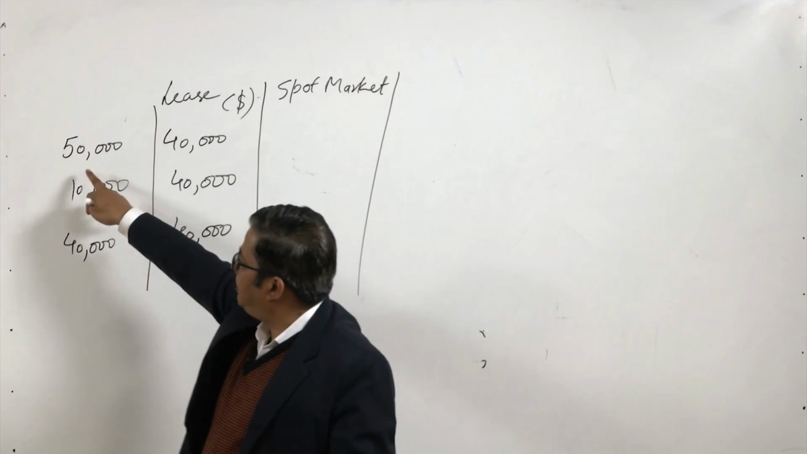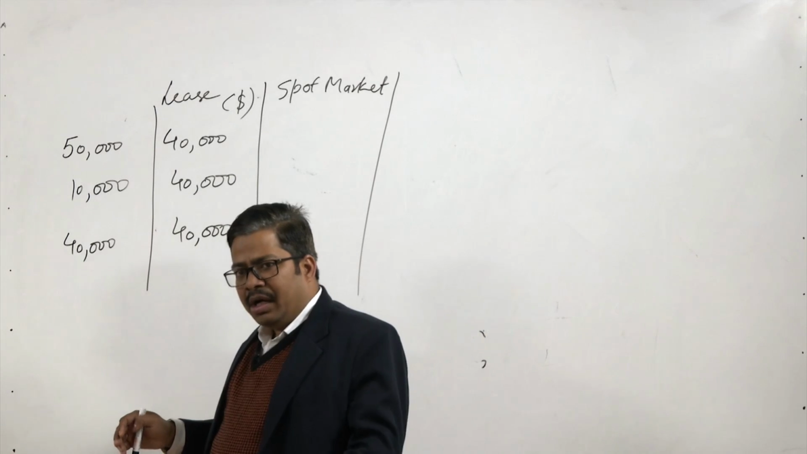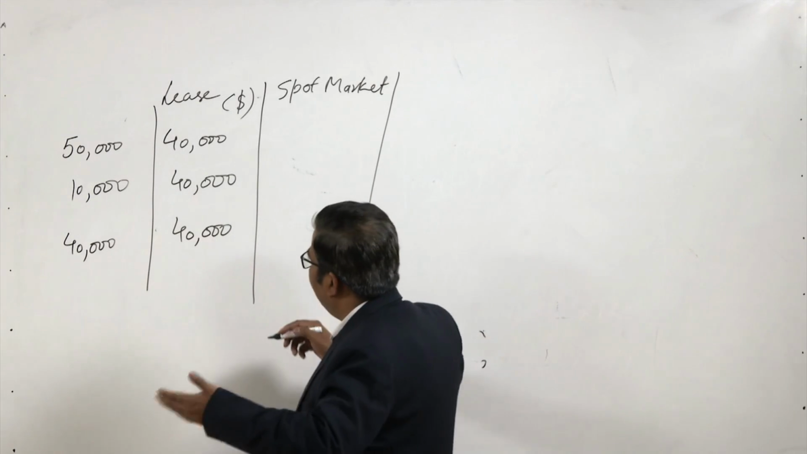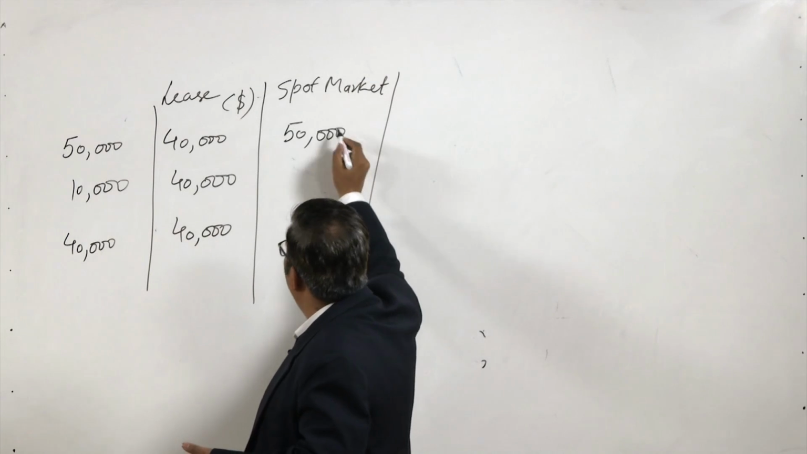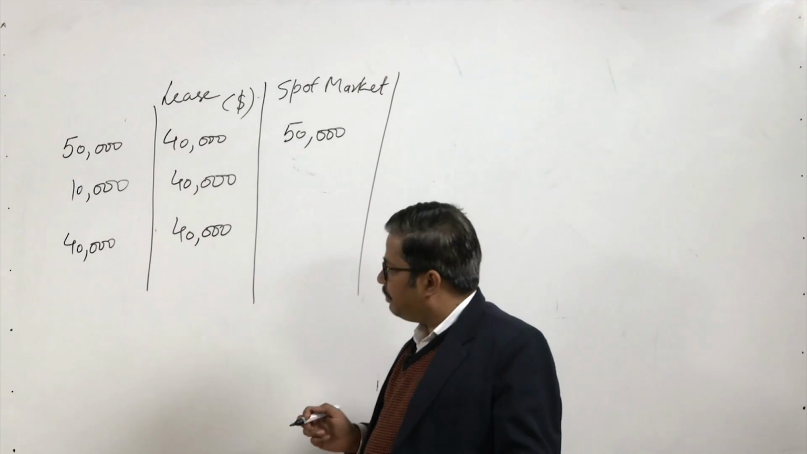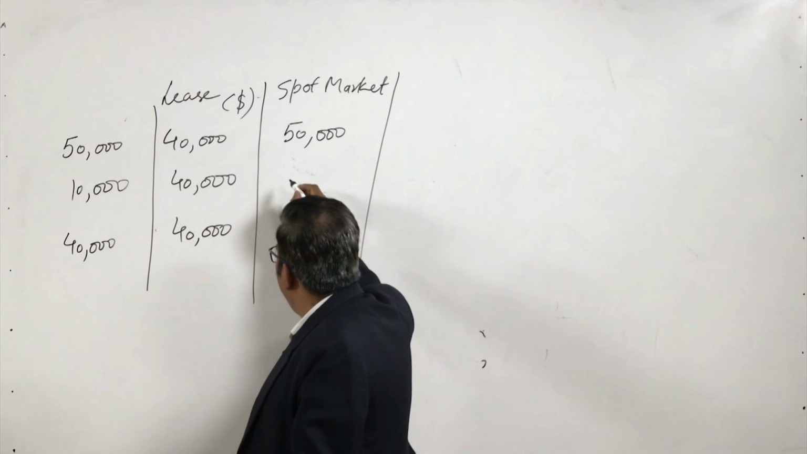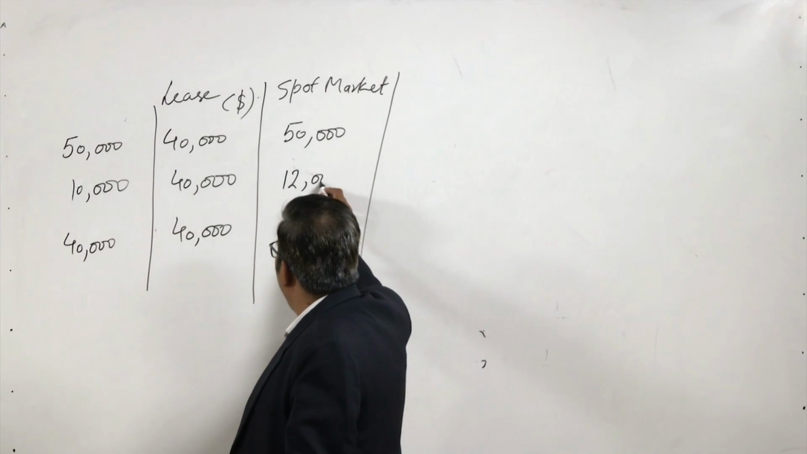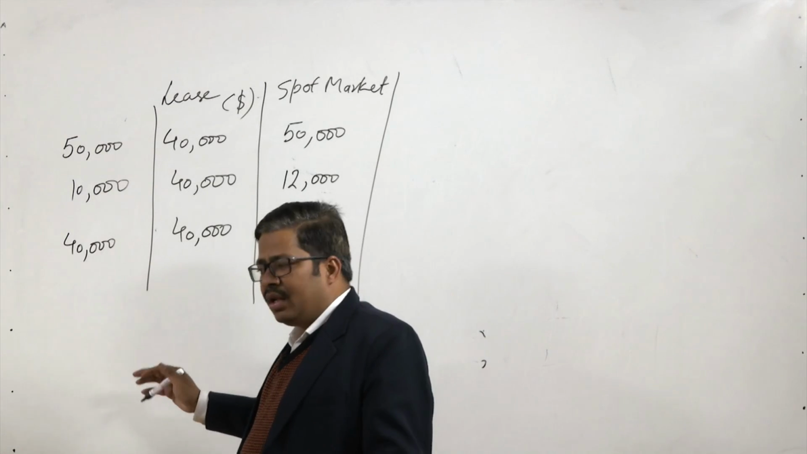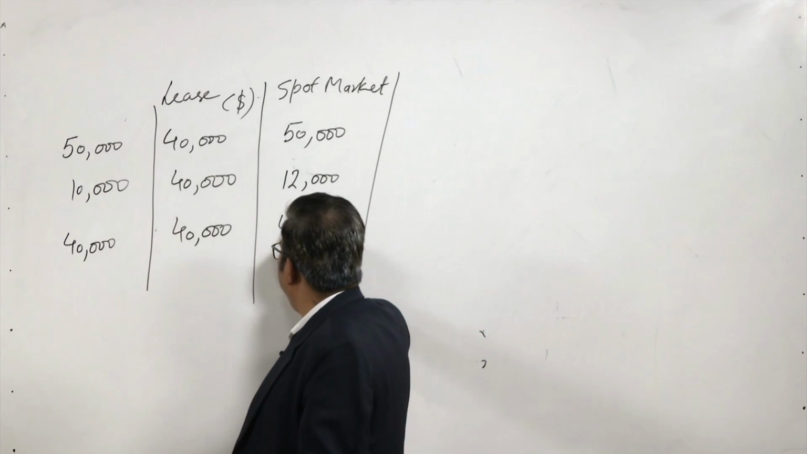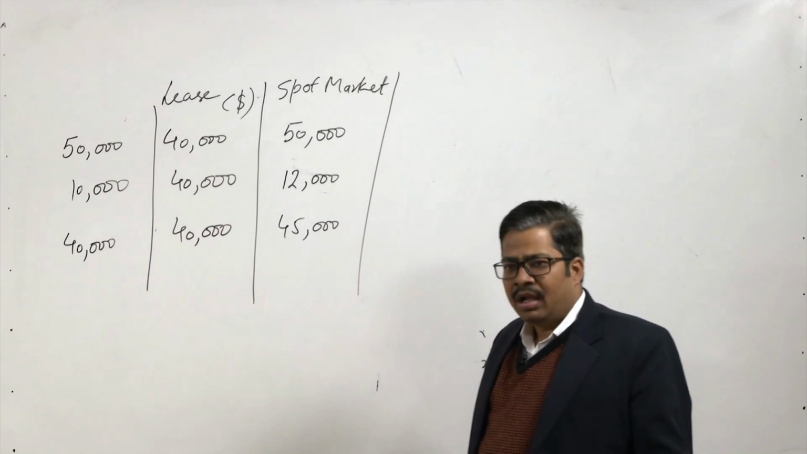My demand is 50,000, so I will take slightly bigger space, and maybe at that time I will pay 50,000 as rent in case of spot market. When my demand decreases to 10,000, I will pay 12,000 as the rent, and when my demand is 40,000, in that case also I pay 45,000 as the rent.